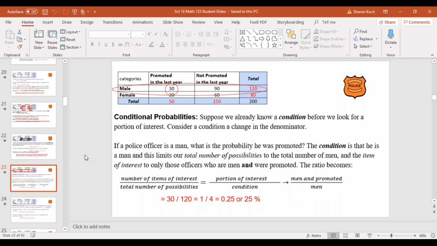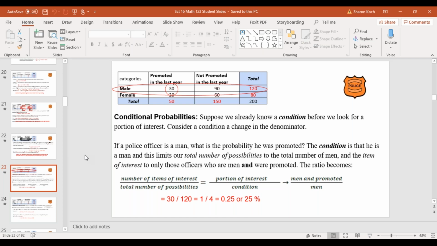Now, conditional probabilities. This is the tricky one. We really have to pay attention to the wording here. Suppose we already know a certain condition. In other words, they're telling us to just concentrate on a certain area, a certain portion of interest. When we're doing a conditional probability, we're not picking names at random, so we're not using the grand total. In this case, the denominator is going to change according to the condition that we're looking at.